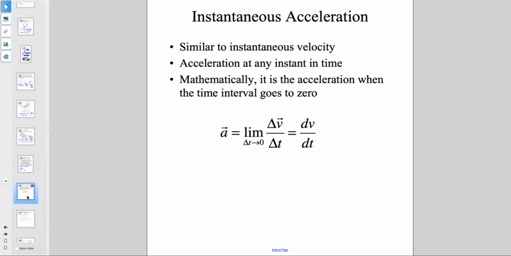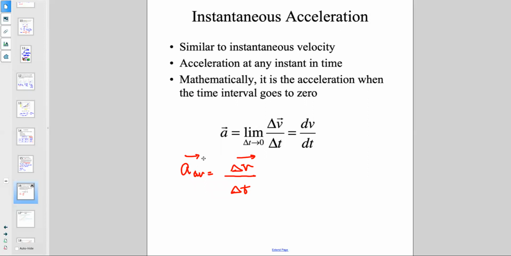Instantaneous acceleration. Instantaneous acceleration has the same type of meaning as instantaneous velocity. Now, remember, the average acceleration was delta v over delta t. We just talked about it.